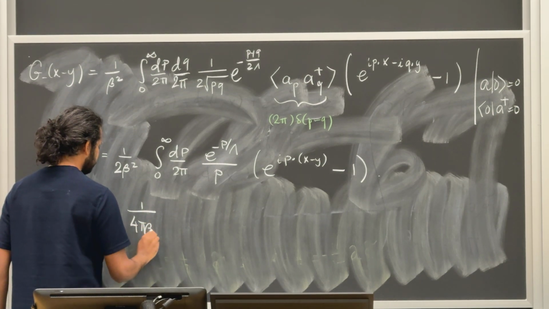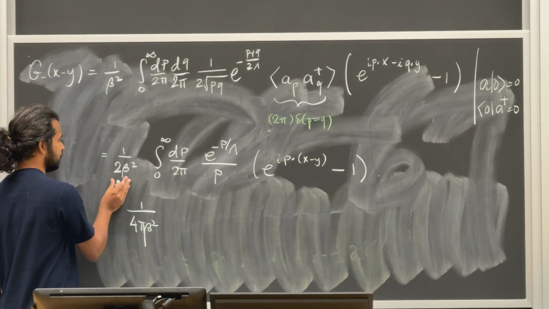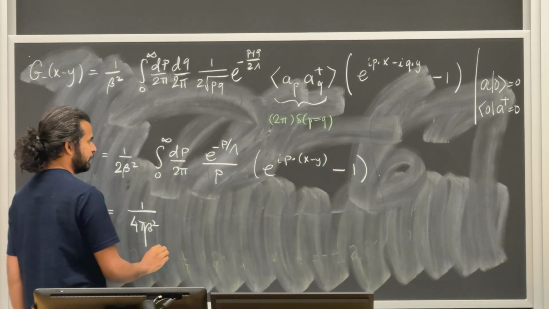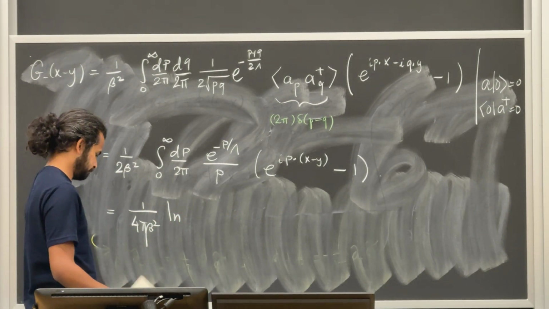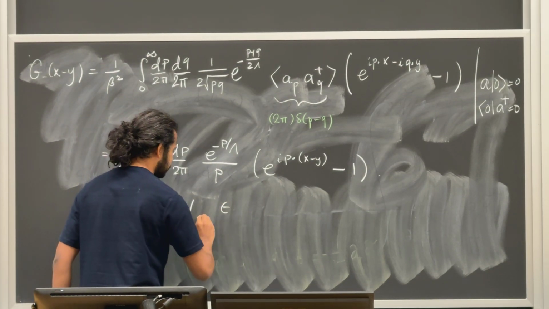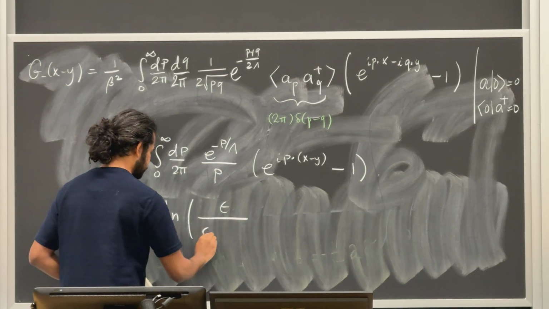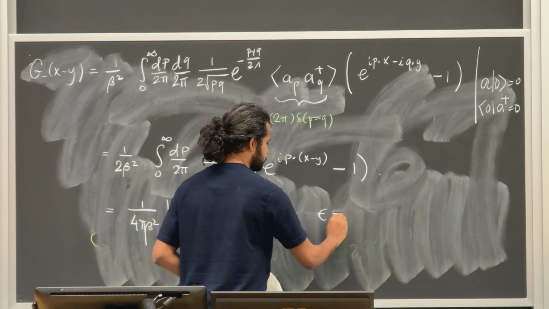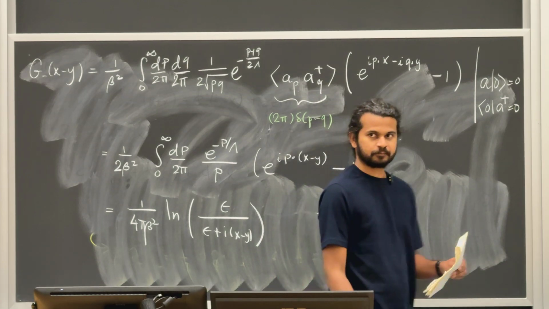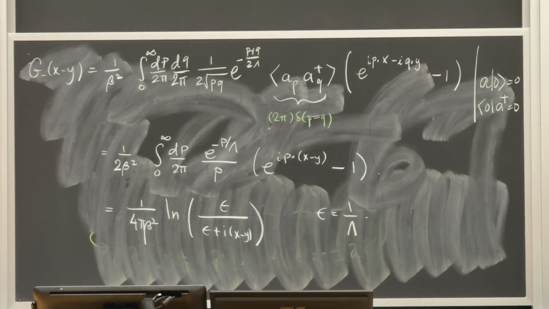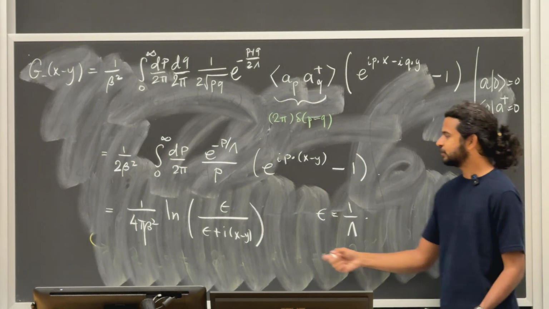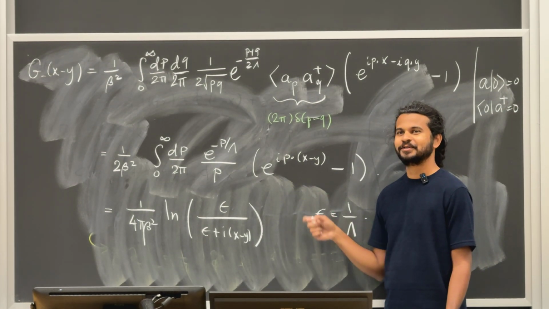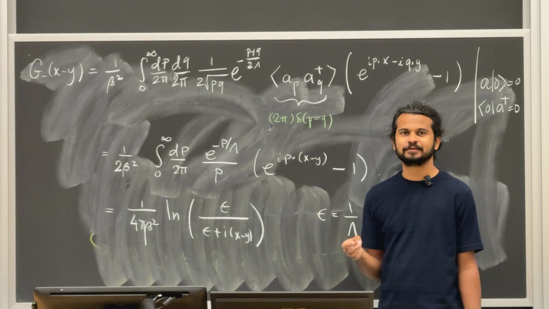4 pi beta squared. 4 pi, you can clearly see where it's coming from: 2 pi and 2 beta squared becomes 4 beta squared, and then log of epsilon by epsilon plus i (x minus y), where epsilon is 1 by lambda. So this is the answer. Do you want me to show that this is the answer?